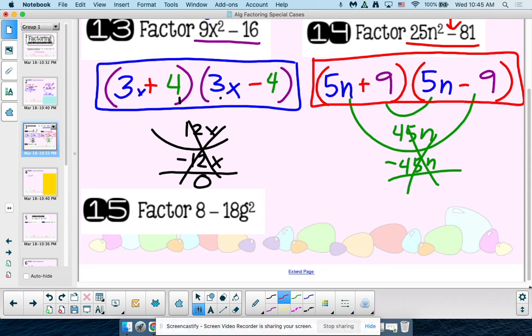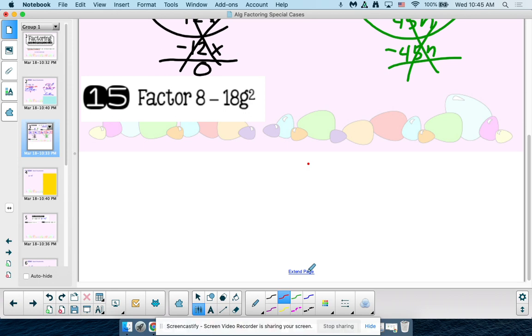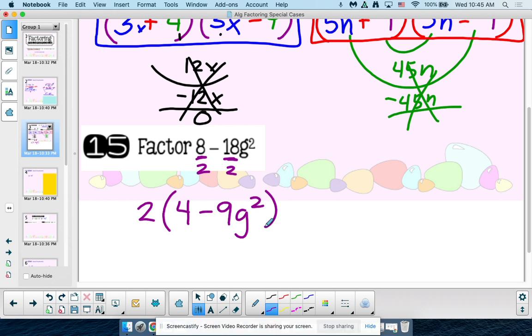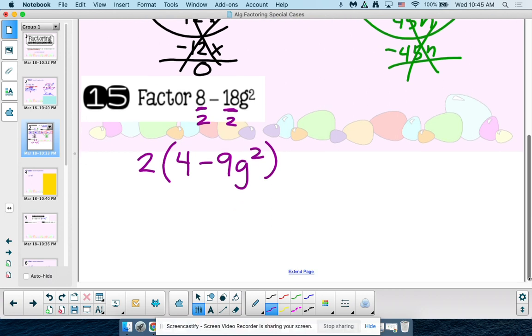Now 15, the last one here, is a little different because if we look at our factor sheet, there's no number times itself that's going to give me an 8, and no number times itself that gives me an 18. So this ties into our last lesson. Can I find a GCF? What can I pull out of an 8 and an 18? Well, 2. I can divide both of those by 2. 8 divided by 2 is 4, -18 divided by 2 is -9, and then tack on that g squared. Now we have something more manageable.